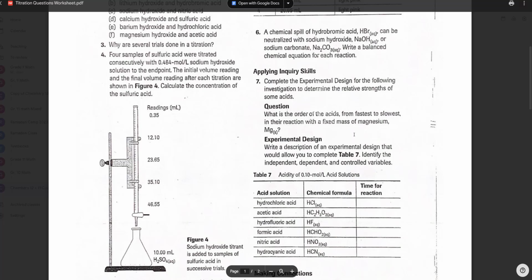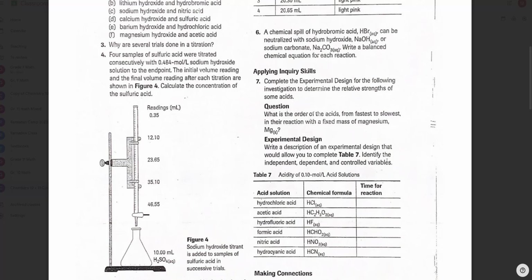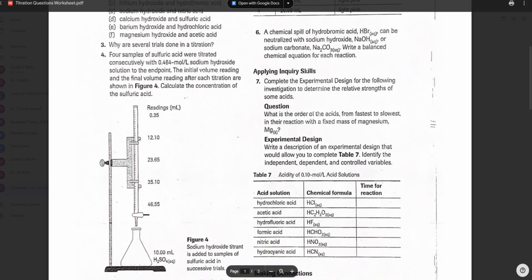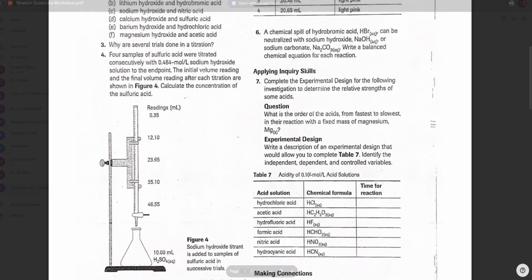Yep. Yep. Yeah, exactly. They even tell us the acidity is 0.1 moles per liter. It even tells us that right above the table 7. So they kept the acidity the same. You keep the volume the same, and then you keep the mass of the magnesium the same. So those are all controlled variables. And then your independent variable is, I guess, time.